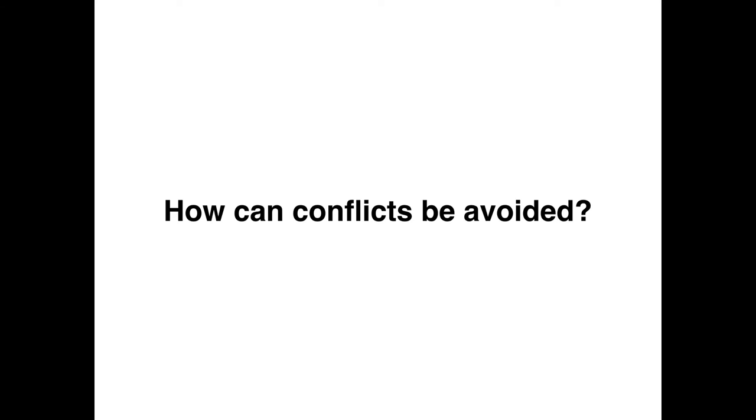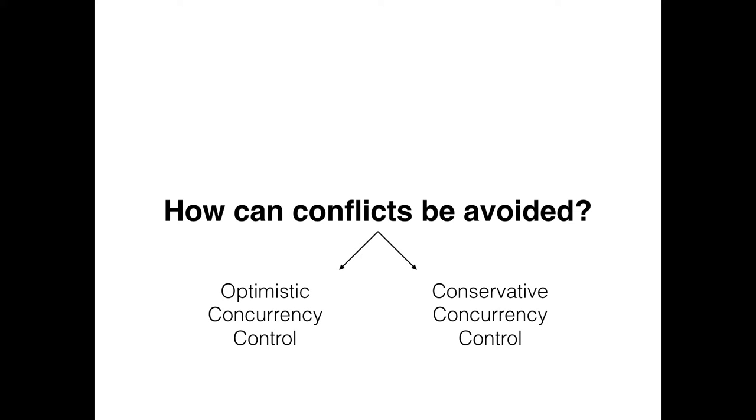What we'd ultimately like to do is come up with some sort of implementation that guarantees that any schedule that we actually execute ends up satisfying one of these serializability guarantees. And so, broadly speaking, there are two general strategies that you can take towards avoiding these kinds of conflicts.